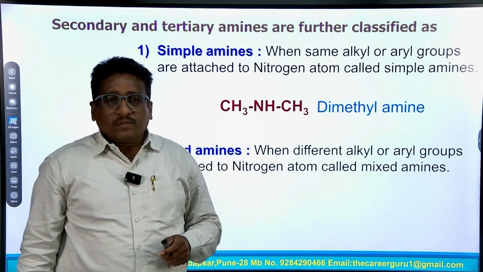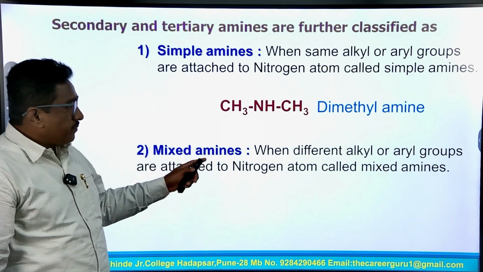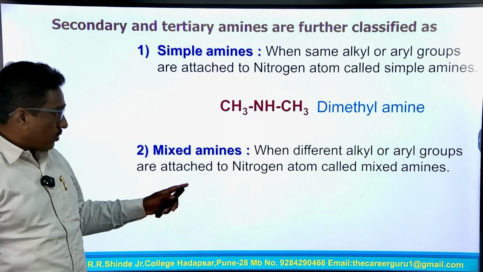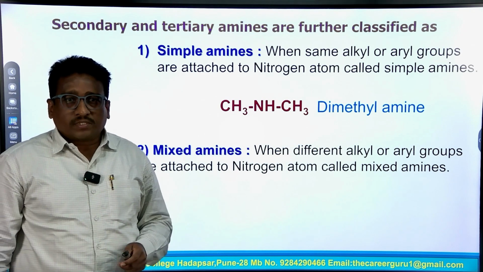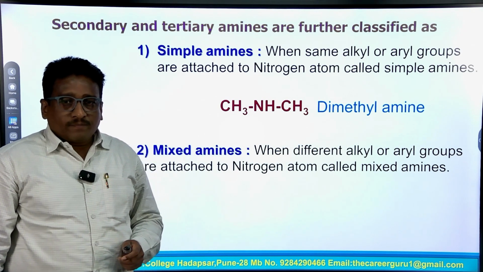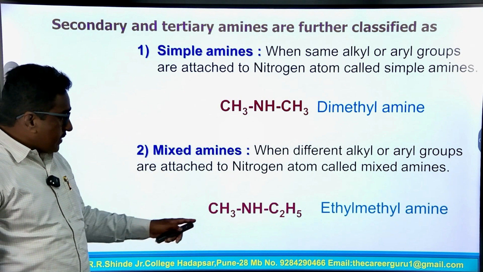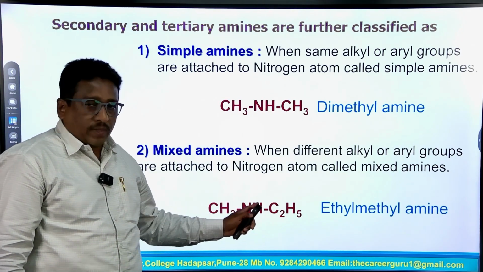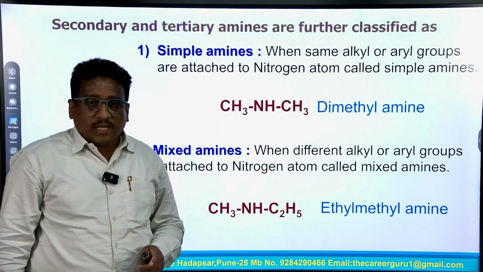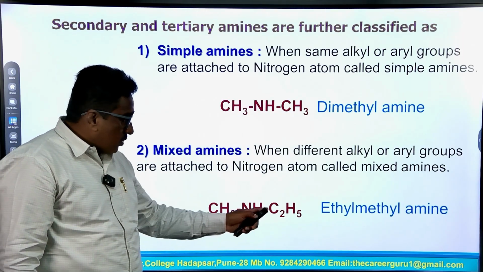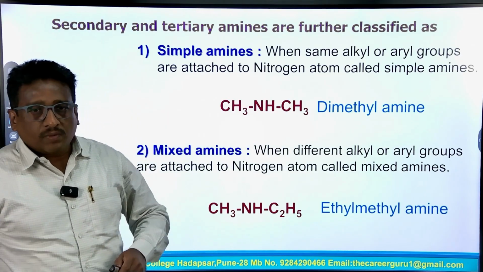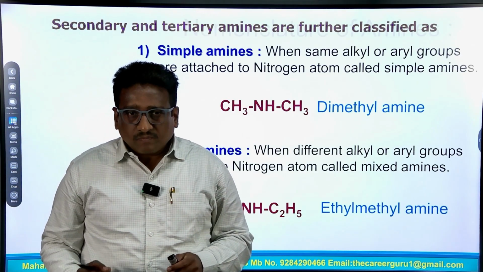Then the second type, mixed amines. So when different alkyl or aryl groups are attached to nitrogen atom, they are called mixed amines. For example, in this example, one CH3 group and one C2H5 group are attached to nitrogen atom. So they are arranged in alphabetical order and are called ethyl methyl amine. So this is the classification of secondary amines.